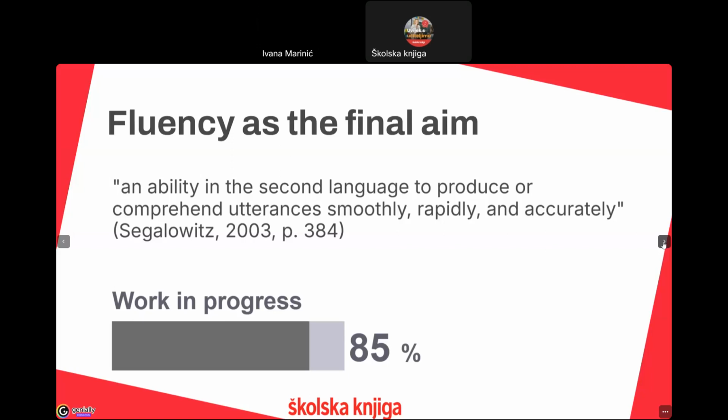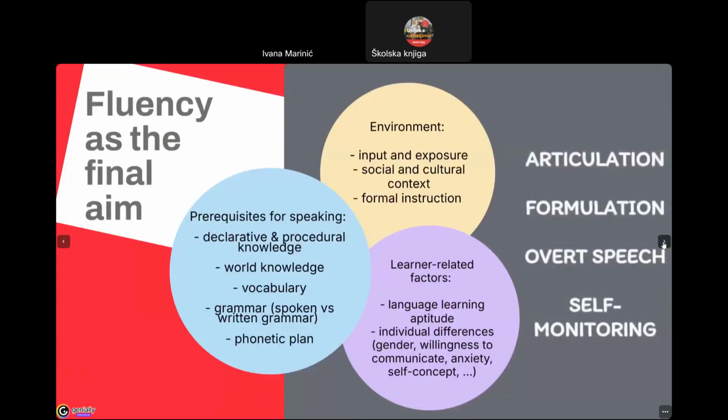So it's also a very difficult term to pinpoint. So what influences whether you will become fluent or not in a second language? Well, first of all, you have to have some prerequisites for speaking, which is this declarative and procedural knowledge that I mentioned, which is the world knowledge. If you know nothing about politics or whatever, you would not be able to participate in the conversation because you wouldn't know what to say.